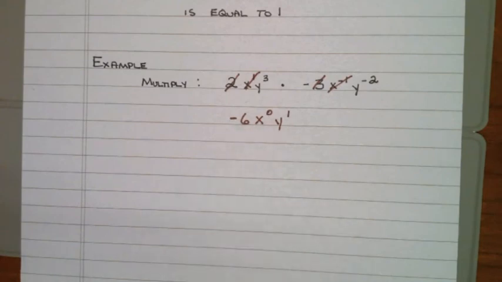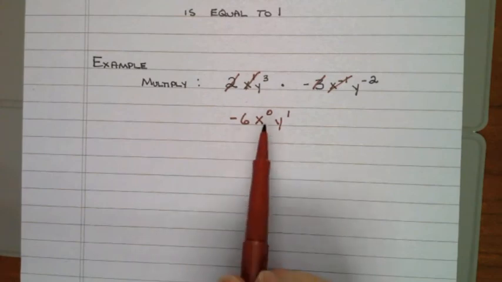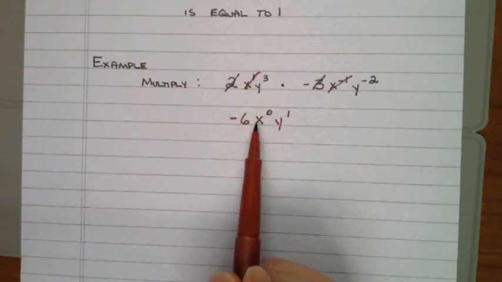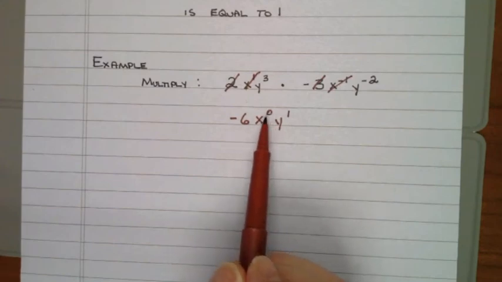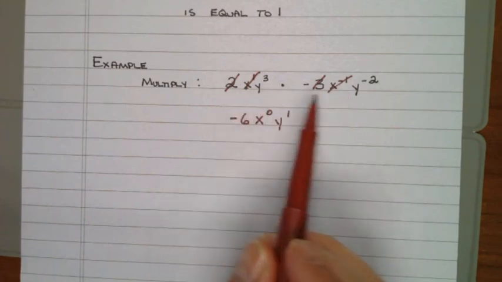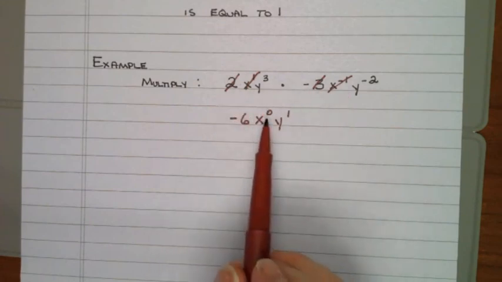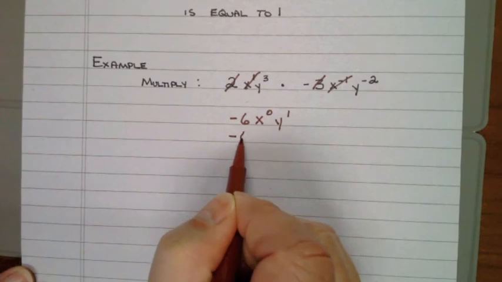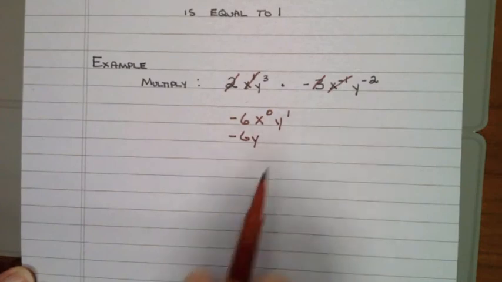An easy way for students to remember this, it's almost like saying how many x's are being multiplied together? 0. So in a sense, in my answer, there's going to be no x's. Anytime, once I do all my multiplying and adding of exponents, and I get an exponent of 0, I don't have to write that variable anymore. Negative 6, and I don't have to write this exponent of 1.